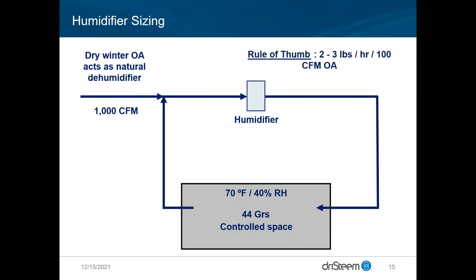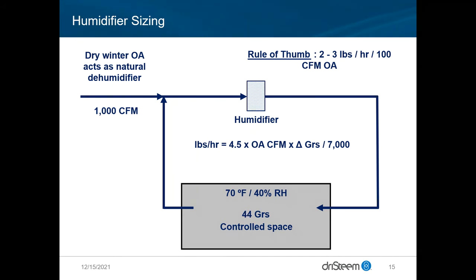So when we talk about sizing humidifiers, there's a couple ways you can do it. If you want just a rough estimate, typical winter humidification levels are between 2 and 3 pounds per hour per 100 CFM of outside air. So in this example, if we had 1,000 CFM, it's going to be somewhere between 20 to 30 pound humidification load. If we want to look at it a little more specifically, here's your generic formula to determine humidification load.